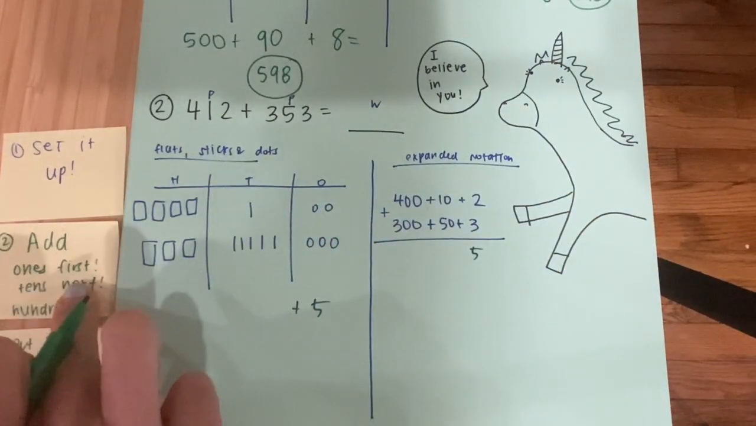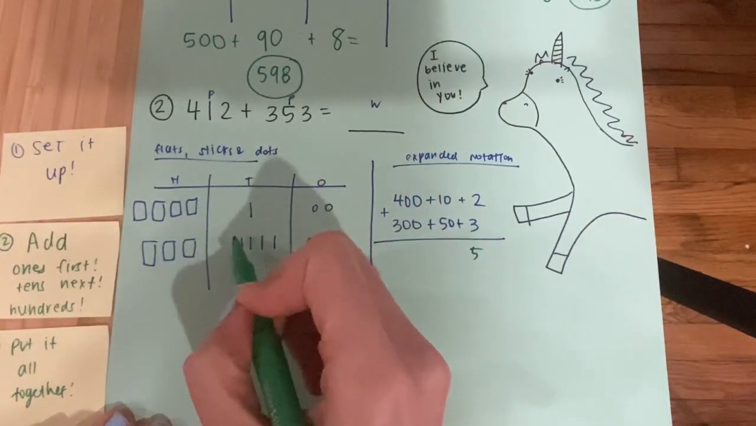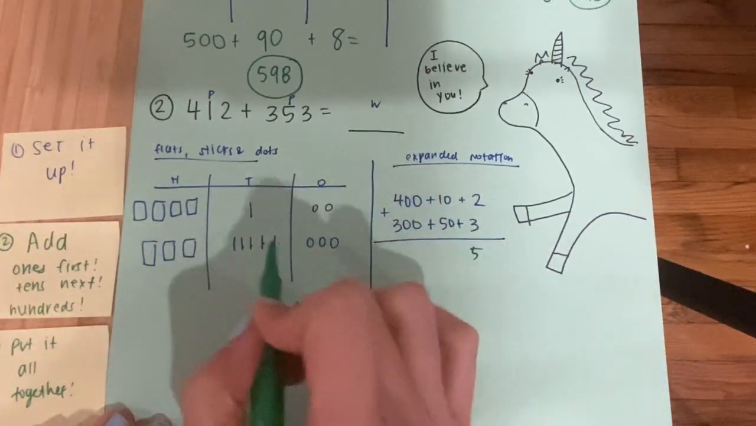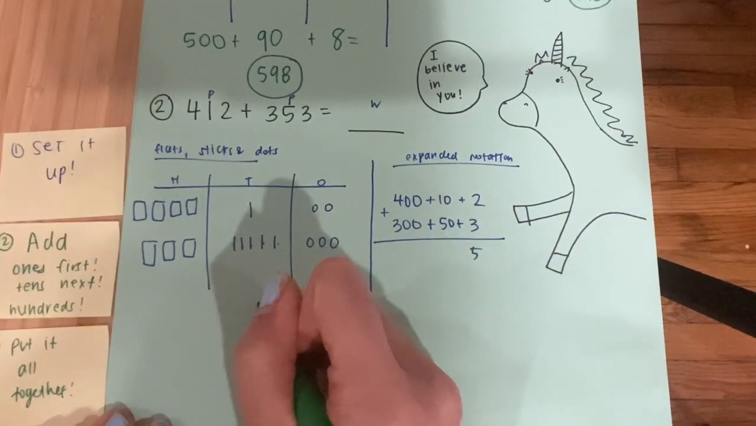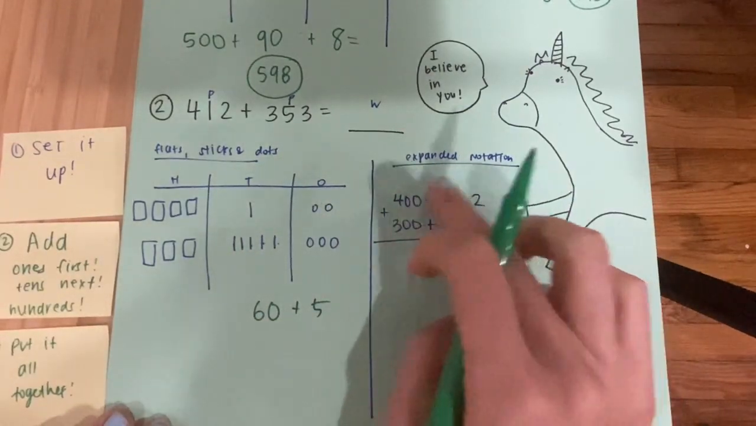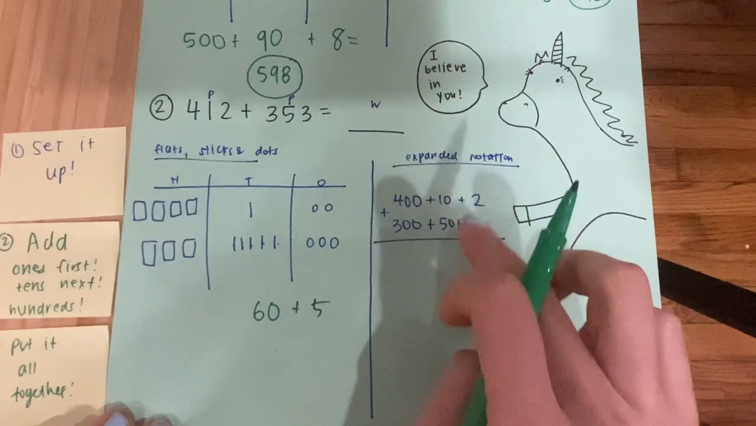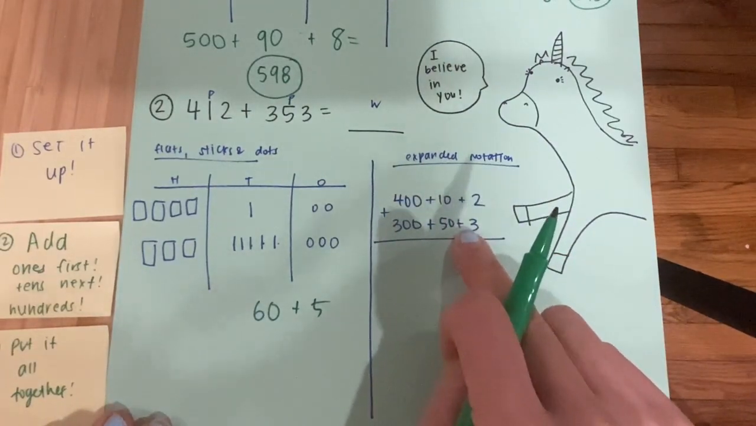Next, I'm going to add my tens. 1, 2, 3, 4, 5, 6. The value of 6 tens is 60. Next, I'm going to add my tens over here. 10 plus 50, you can just know that that makes 60.